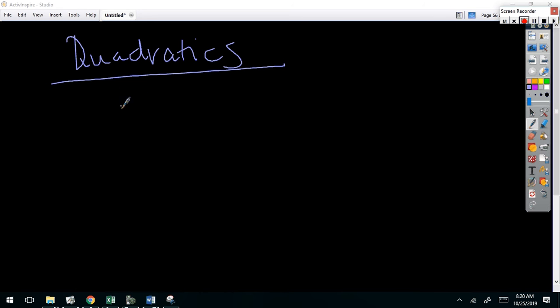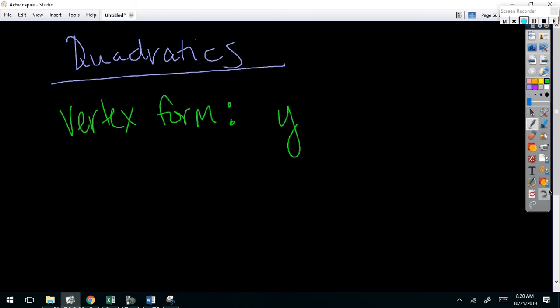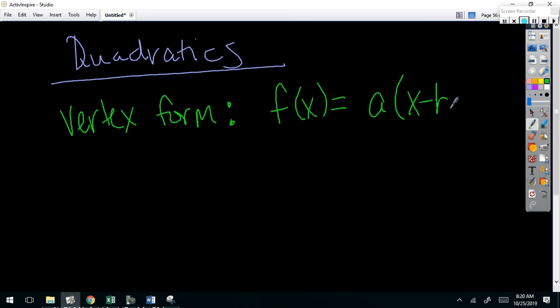So there are three forms that your quadratic could be in. Vertex form. Why is it called vertex form? If the vertex is given to you, that's exactly right. f(x) = a(x - h)^2 + k. What is the vertex? h and k. Easy peasy, right?